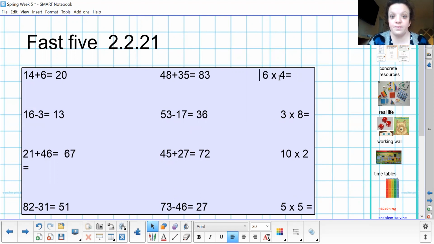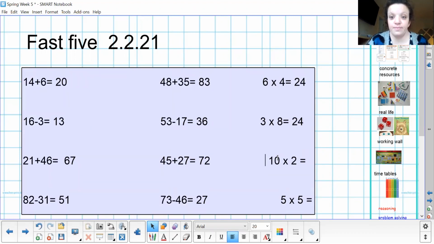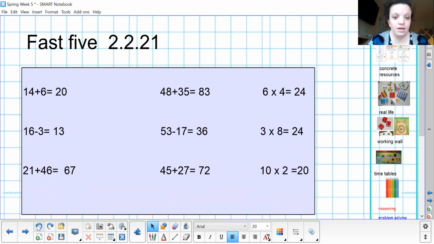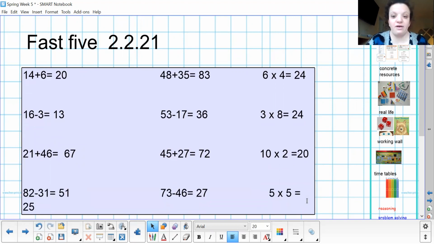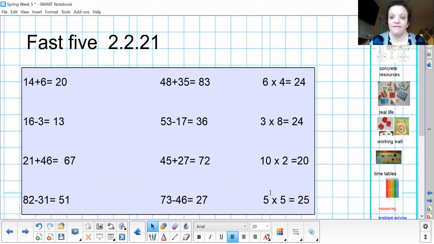6 times 4 is 24. 3 times 8 is also 24. 10 times 2 is 20. And 5 times 5 is 25. Well done if you got all of those correct. Fantastic. Give yourself a pat on the back. Brilliant. Right, let's move on.